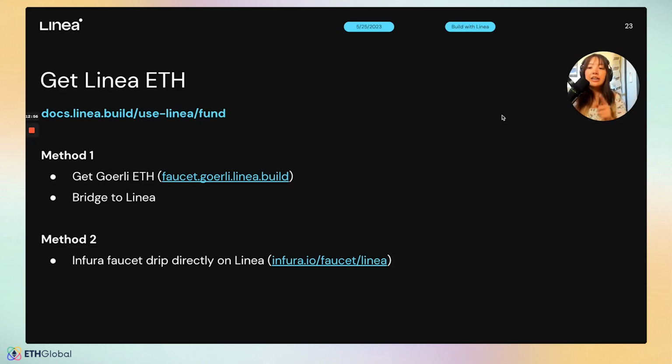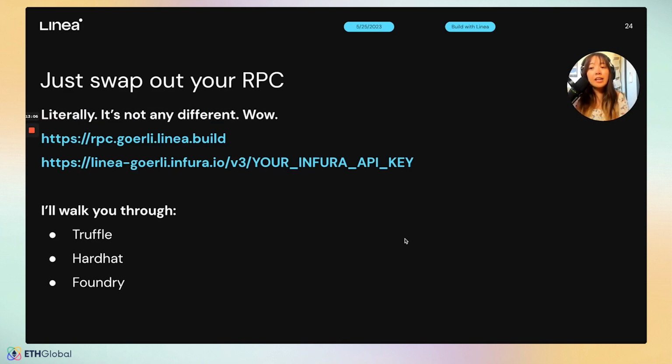So to do that, you can either get Goerli ETH and then bridge it onto Linea, or you can sign up for an Infura account and actually drip it directly onto the Linea network for your wallet. And then after that, it's just swapping out your RPC. It's very easy. There's a public permissionless one, rpc.goerli.linea.build. I recommend actually just signing up for a free Infura account and using the Infura one to get your own, because that way it's not going to be rate limited just in case.